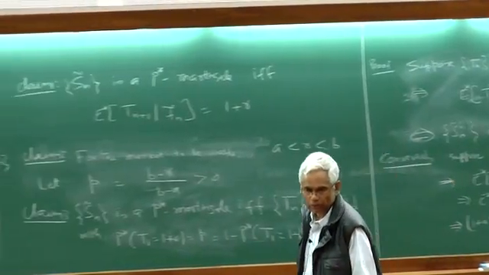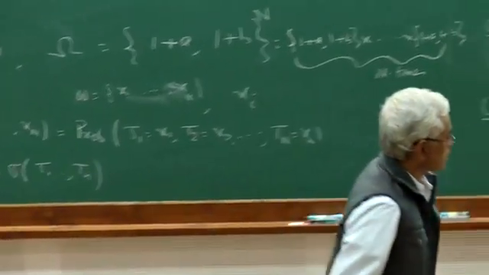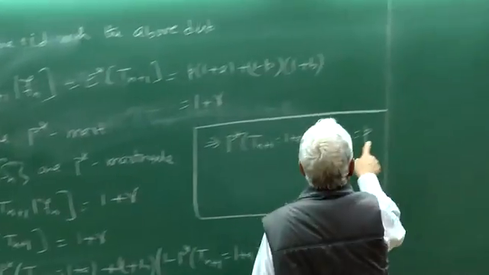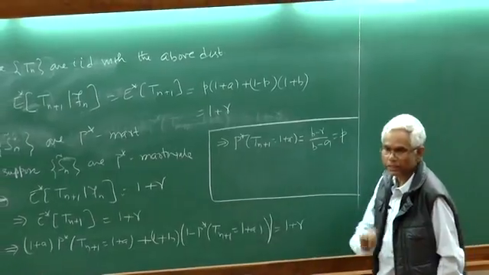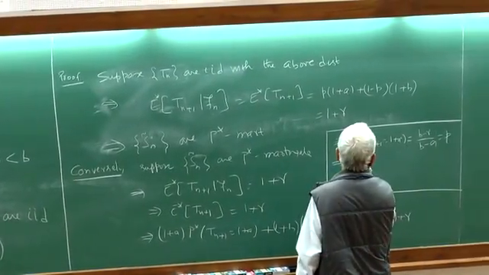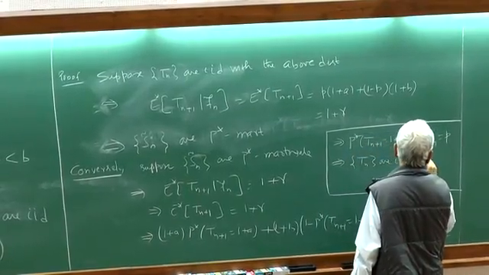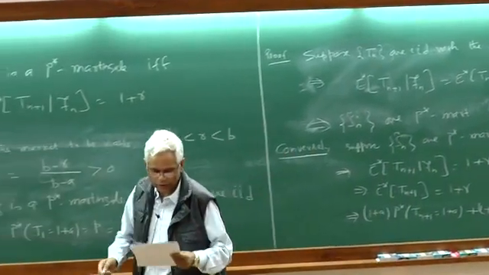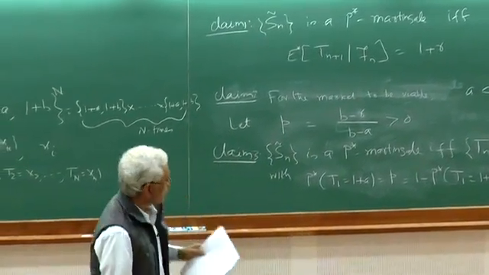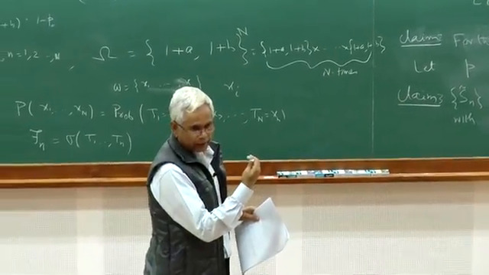So what have I proved? I have proved that the Tn's are identically distributed, right? The distribution here, that Tn plus 1 equals P, does not depend on n. For any n this is true. That means the Tn's are identically distributed. I have not proved them to be independent. Independence will take a little more time. So just identically distributed we have proved. Now I will prove that they are independent with an exercise.